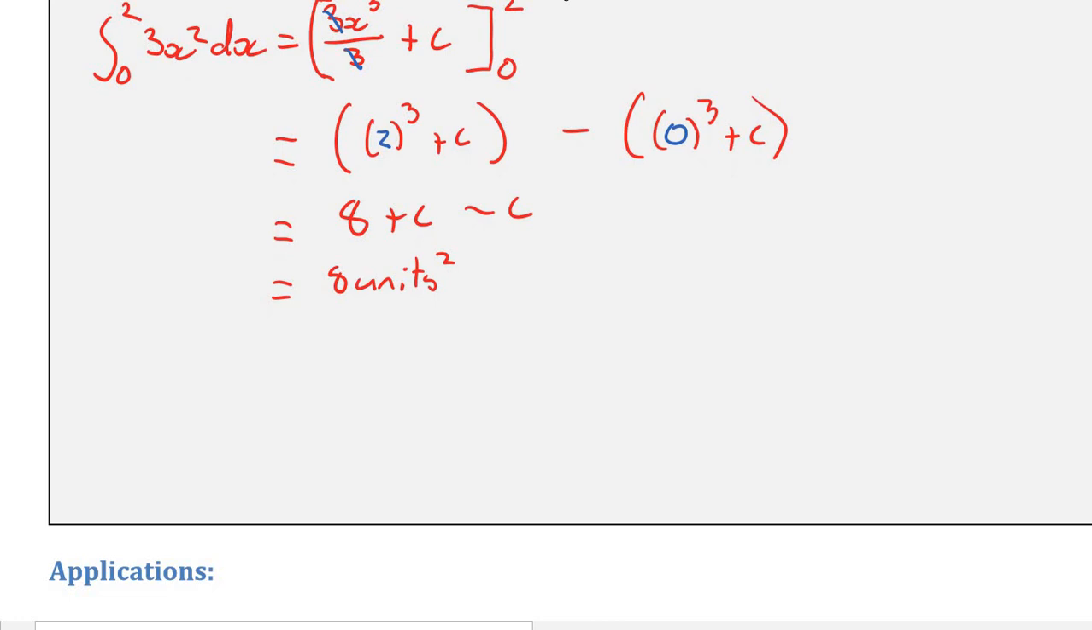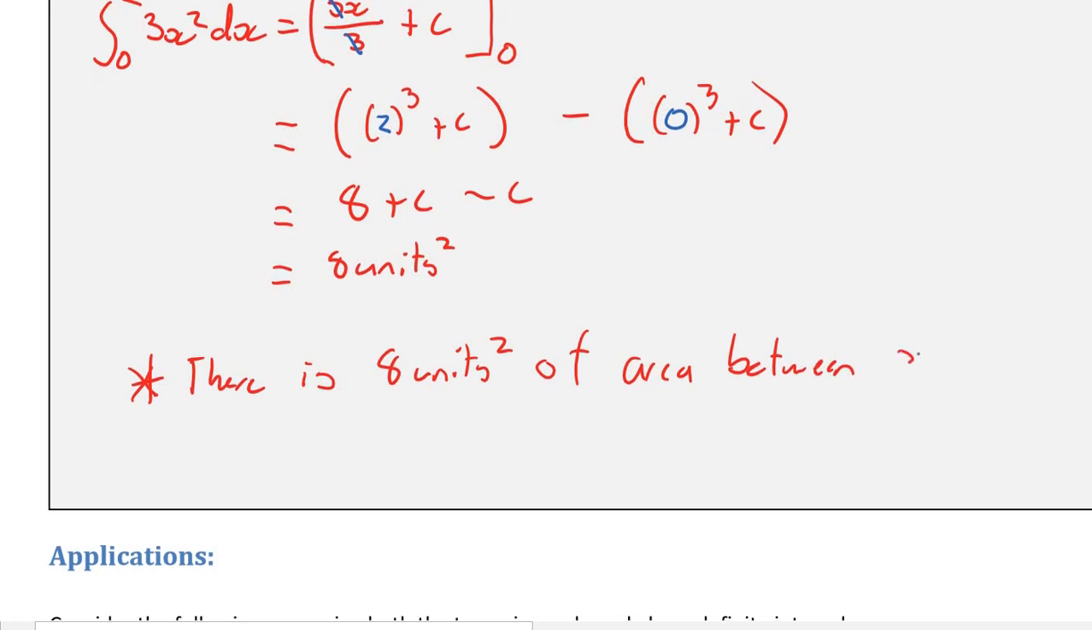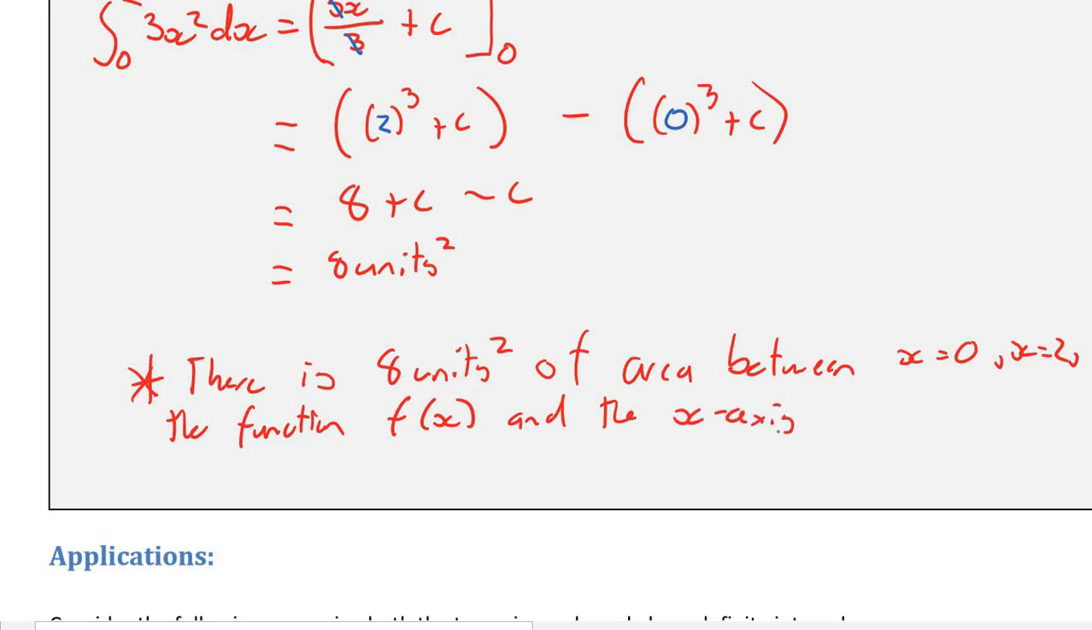So therefore, we wouldn't normally write this, but just because this is our first one, we're going to say that there is 8 units squared of area between x equals 0, x equals 2, the function f(x), and the x-axis.